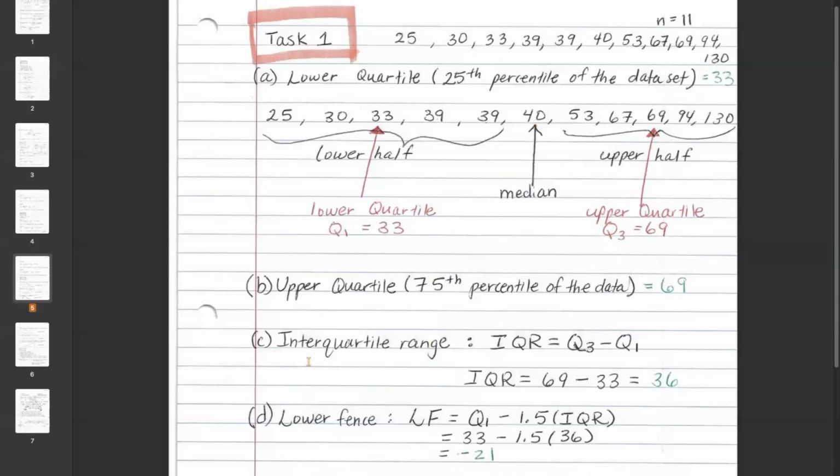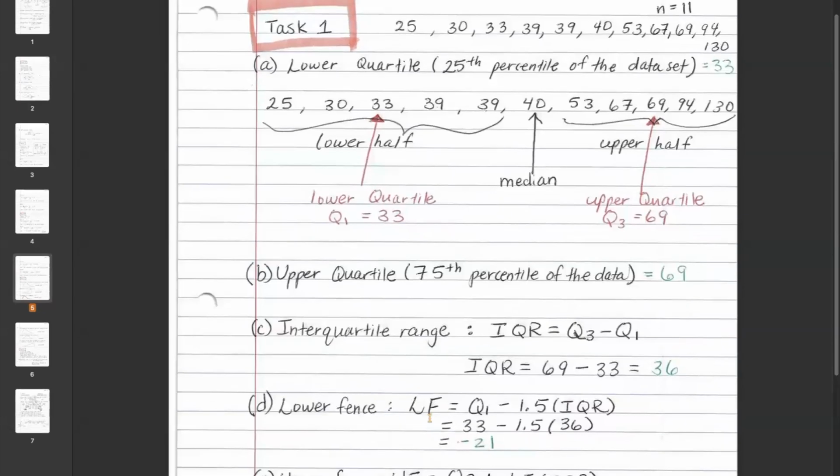And then we want to calculate the interquartile range. That's calculated by taking quartile 3 and subtracting quartile 1 from that. So our quartile 3, or the upper quartile, is 69, and then we subtract our lower quartile, which is 33. So 69 minus 33 is 36. Then we want to calculate the lower fence. The lower fence is calculated by taking the lower quartile and subtracting 1.5 times the interquartile range. So in C, the interquartile range is 36. When you do 33 minus 1.5 times 36, you get negative 21.